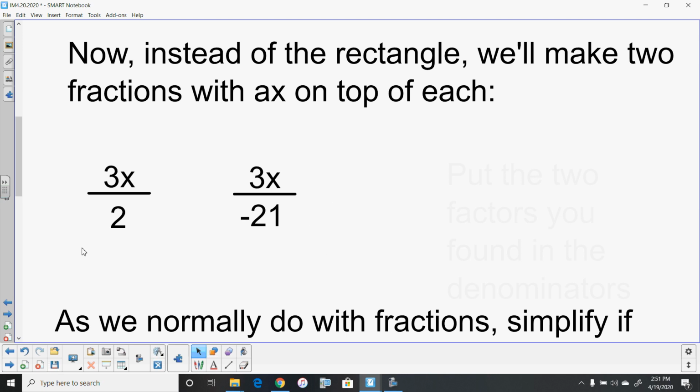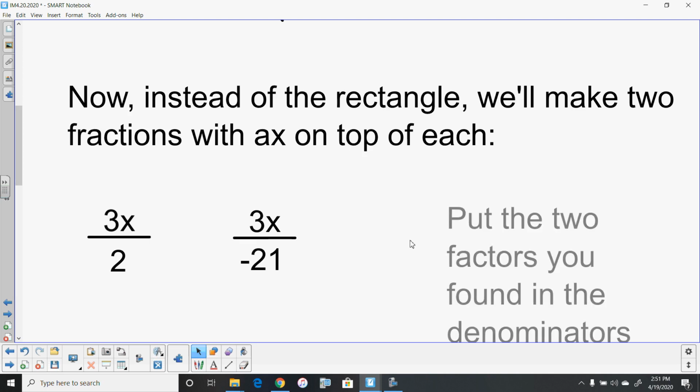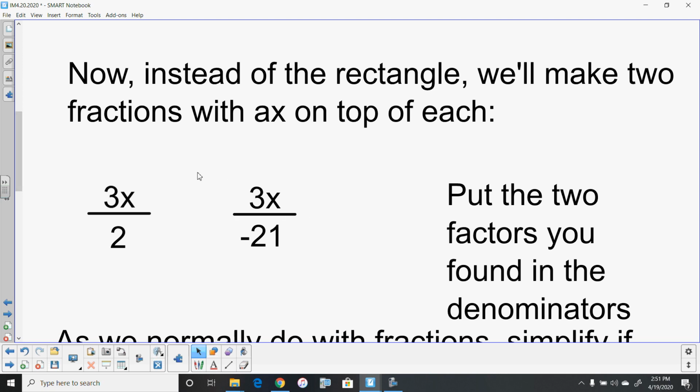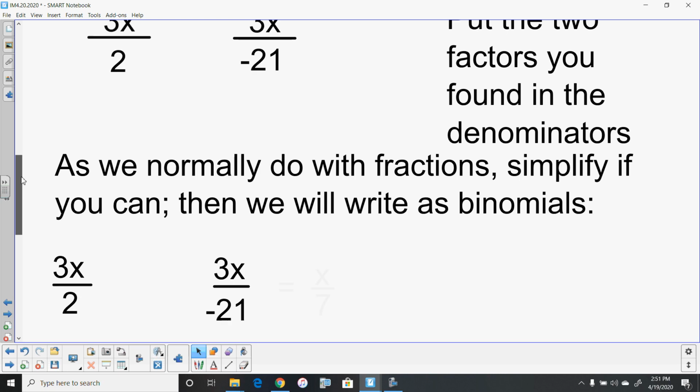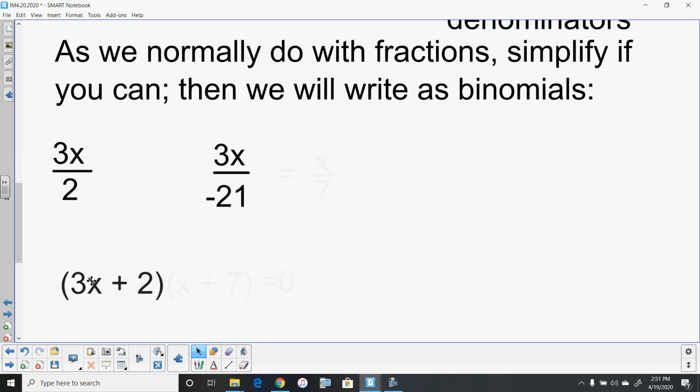As you're used to, anytime we've got a fraction, we tend to try to reduce it. So we've got the two factors that I found as denominators, 3x and 3x. Let's simplify the fractions. The one on the left doesn't simplify, so it's just going to be 3x plus 2. On the right, 3 does go into 21, so I can reduce the fraction into x over 7. That should be a negative 7.